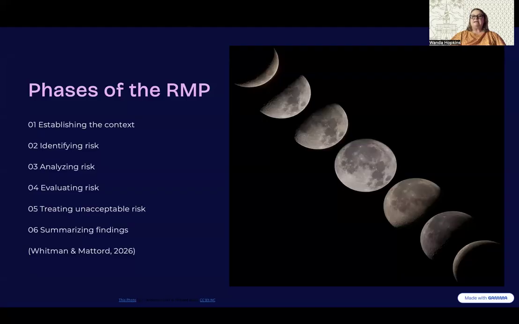And in the fifth stage, we start treating unacceptable risk. And this will look like selecting, implementing, and monitoring controls to mitigate the prioritized threats. And finally, in the sixth phase, it's important to document the steps and outcomes of the risk management process as a record of what has been done and its effectiveness so that additional measures can be considered as needed.